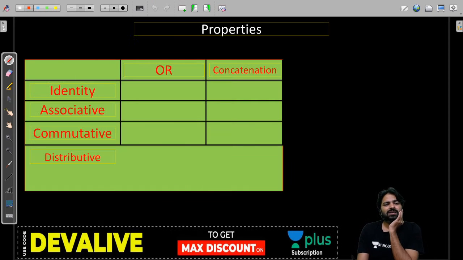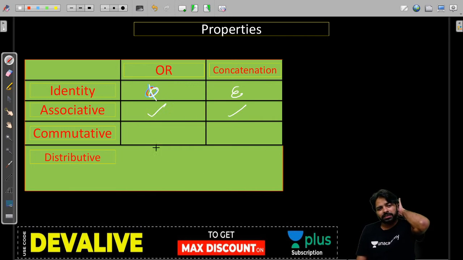Okay, let's look at this identity, associative, commutative, distributive. Identity, is it satisfied by OR? Do you have any identity? Yes, who is identity? For OR, pi is identity. For concatenation, epsilon. Associative, yes, both holds. And commutative, for OR it holds, but concatenation guys, A dot B need not be B dot A.